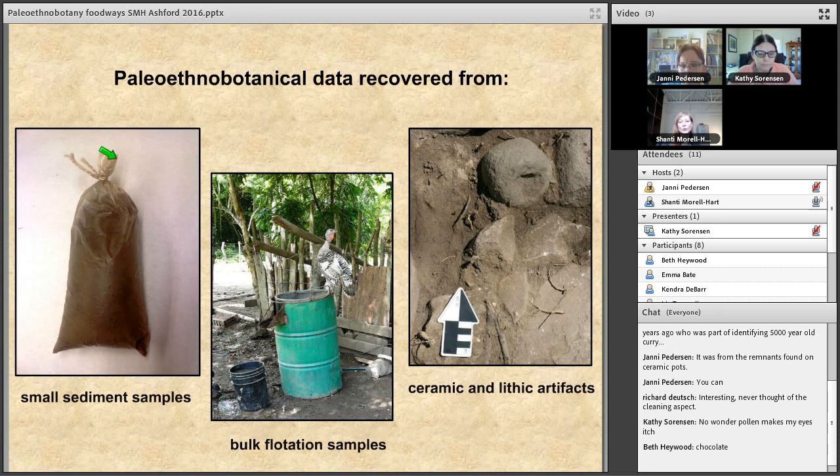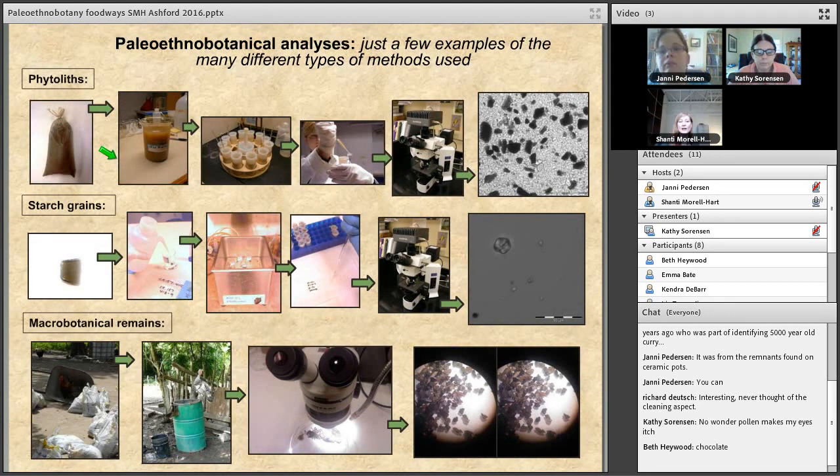All right, so paleoethnobotanical data, most of the data that I work with come from either small sediment samples that I process to remove and study the phytoliths and starch grains, from what we call bulk flotation samples, big quantities of dirt where we float out the seeds, float out the charred and macrobotanical remains, and then residues and extracts that we get from ceramic and lithic artifacts of different kinds, or in some cases from human teeth or animal teeth, to see what people were eating, even in some cases their last meal.